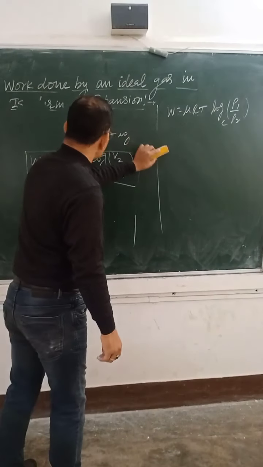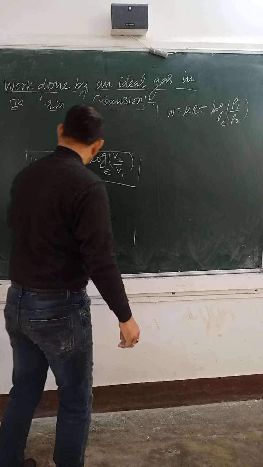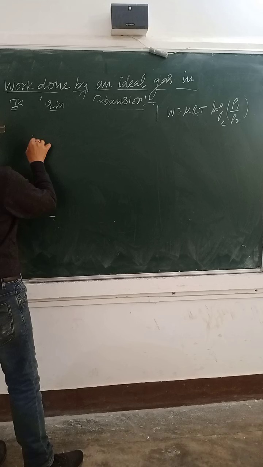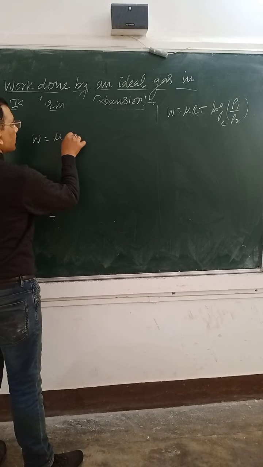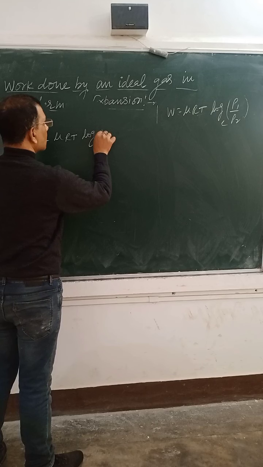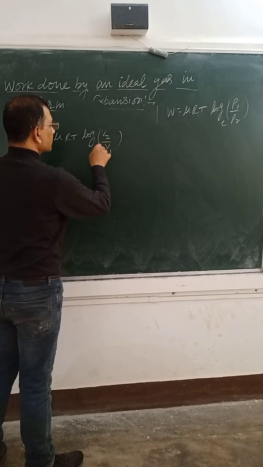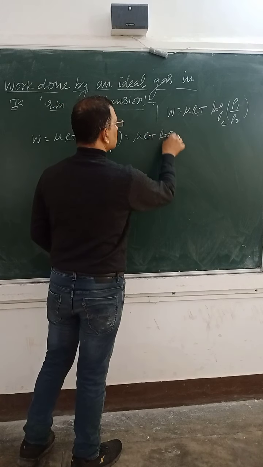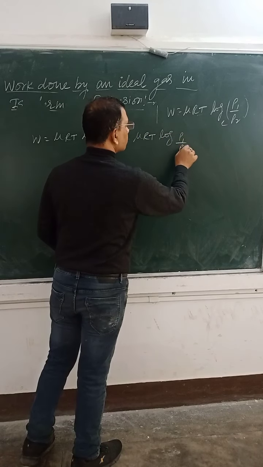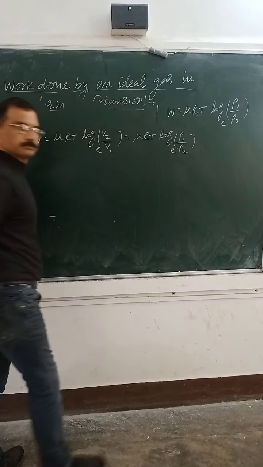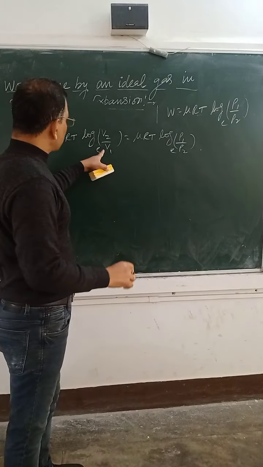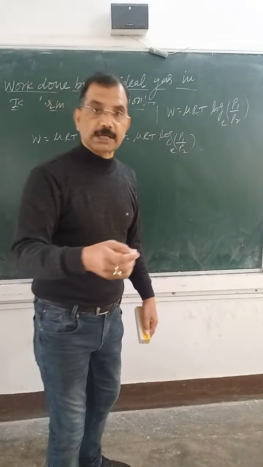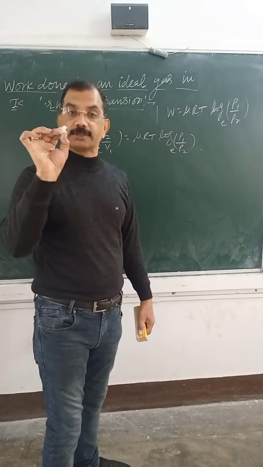And finally you can say work done W is equal to mu RT log v2 by v1 to the base e, or this is equal to mu RT log p1 by p2 to the base e. And when we change base e to base 10, here the base is e, when we change it to base 10, then we multiply by 2.303.